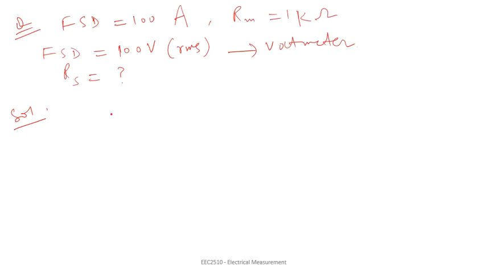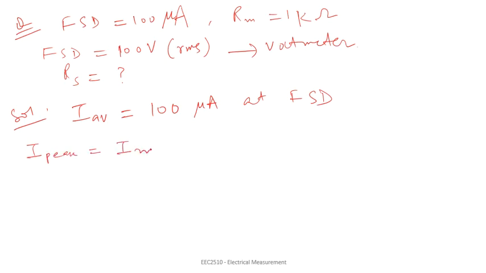So you know that at full scale deflection the average current flowing through the PMMC type instrument will be 100 microampere. It is already given in the problem that at full scale deflection the current will be 100 microampere. Okay, so what will be the peak current, or I peak you can also call it, or maybe IM, that is maximum, whatever you may want to represent it.